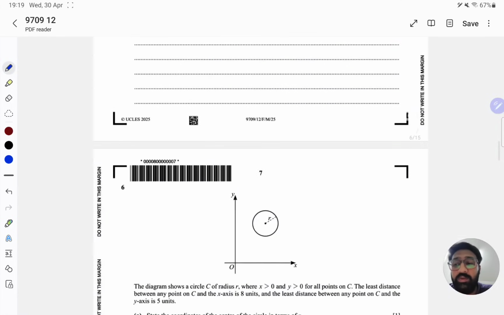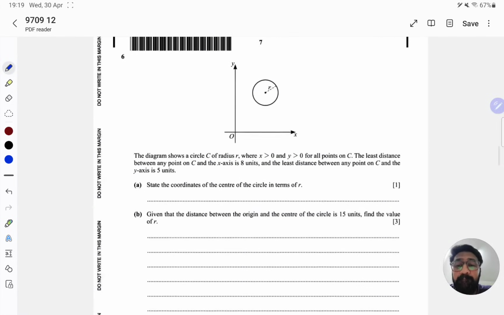So let's move to the next question, question number 6. Question number 6 says that the diagram shows a circle C of radius r, where x is greater than 0 and y is also greater than 0 for all the points on C. So wherever the point lies on the circle, the value of x has to be positive, and so does the value of y. The least distance between any point on C and the x-axis is 8 units.